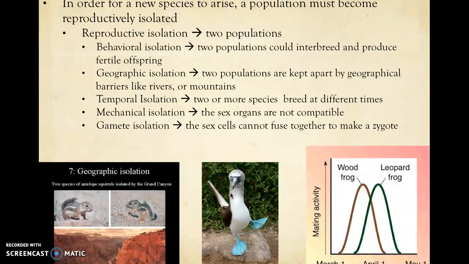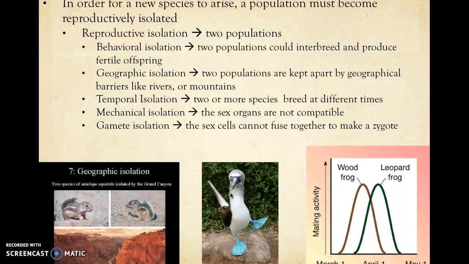So in here, behavioral isolation: two populations cannot interbreed and produce fertile offspring because their behavior is keeping them apart. The example we have here is a blue-footed booby. The blue-footed booby finds a mate by waving its feet around and doing this funny little dance. There's a link to a video under modules. You can look at that. There's also a red-footed booby, and it does a different dance. So these two boobies are very closely related, but because of their different behaviors, they tend not to reproduce.